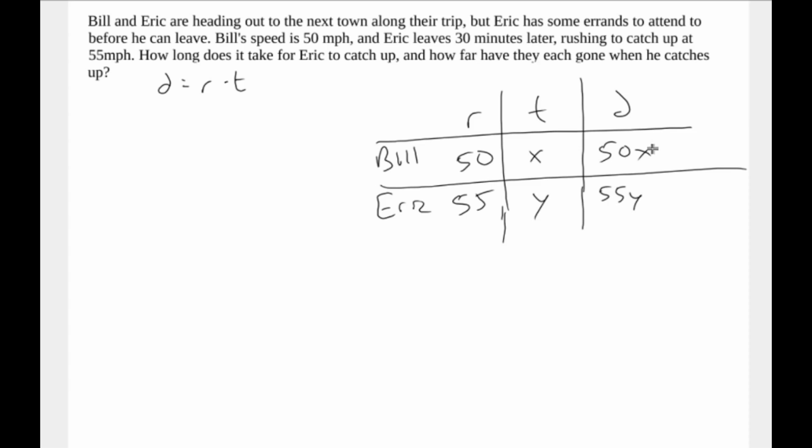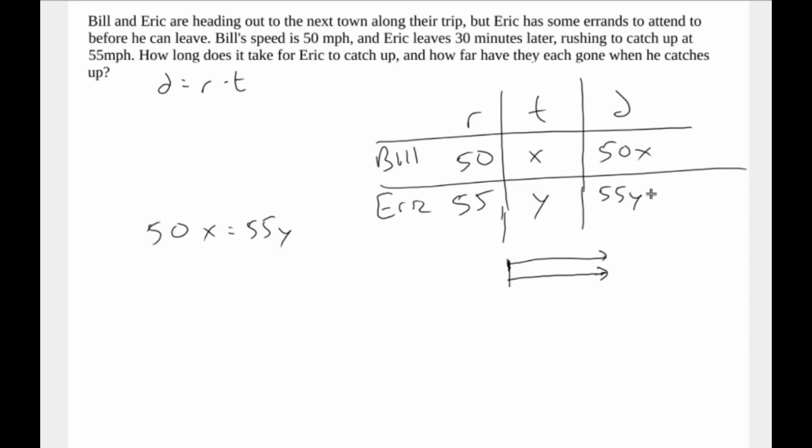Okay, so I now have these equations filled in, rate times time equals distance, which means I have some expressions I can refer to: the time Bill has been traveling, the time Eric has been traveling, and their distances. Well, I know that if Eric has caught up to Bill, then they must have traveled the same distance, because if they start at the same point and end at the same point, regardless of when Eric took off, if he's catching up, they would have traveled the same distance. So that means that 50x must be equal to 55y.